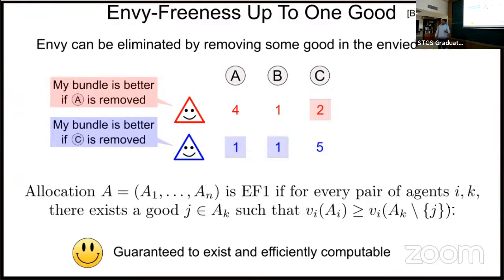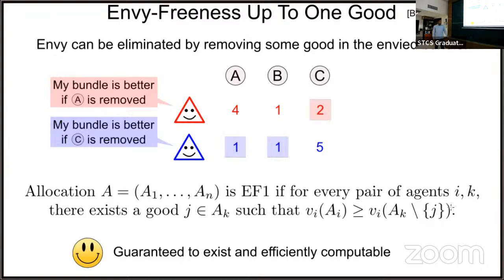But that envy is bounded in the sense that I could imagine that if item A was not given to the blue agent, then I would not envy the rest of blue's bundle. And similarly, if you look at Blue's perspective, if it hypothetically removes item C, then again it does not envy red.